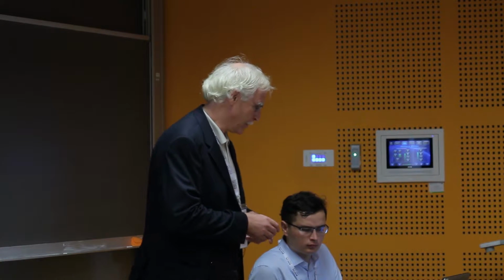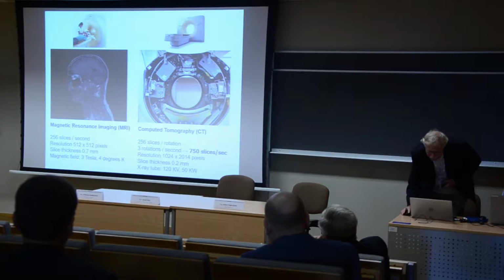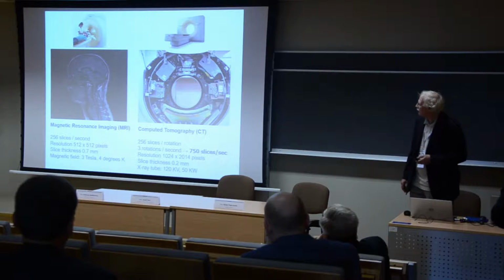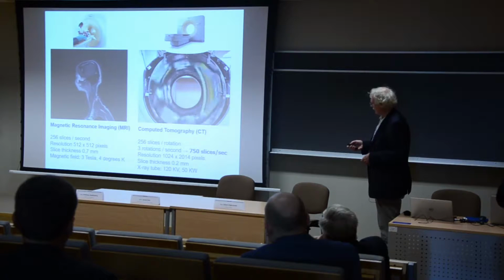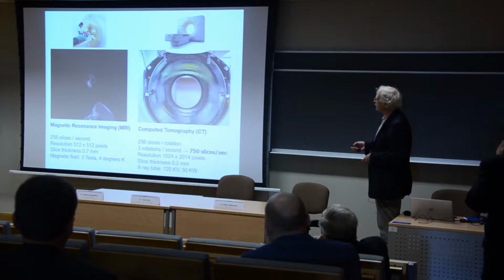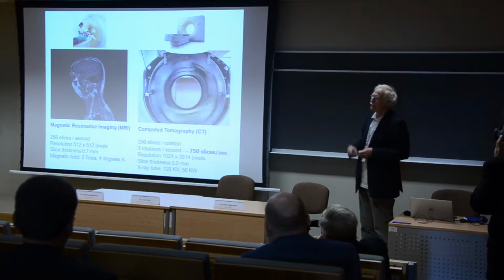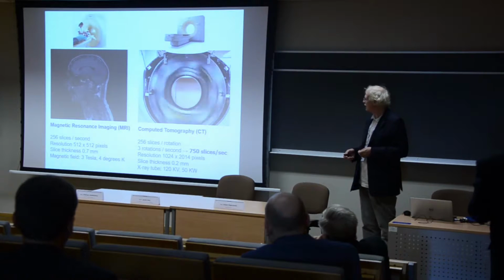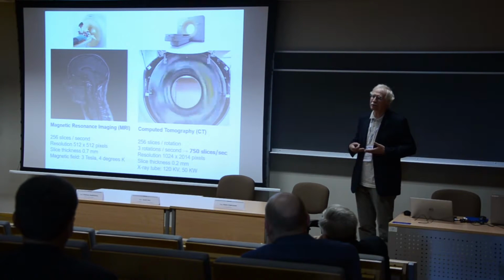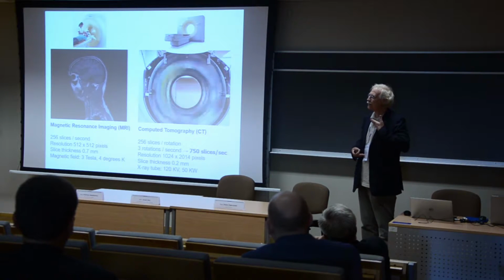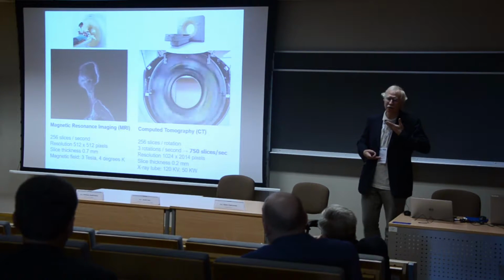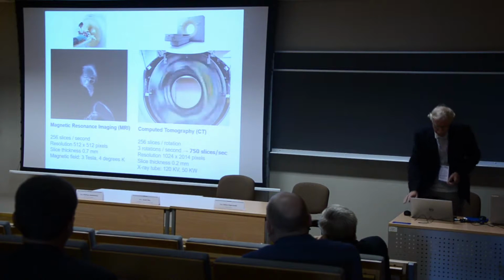But CT scans are even more productive. I have a small movie here. Let me see. This is a multi-slice CT scanner. It generates 250 slices per rotation. It rotates 3 times per second. So this machine makes 750 slices per second. So to make thousands of images of a lung or a whole body is extremely easy.